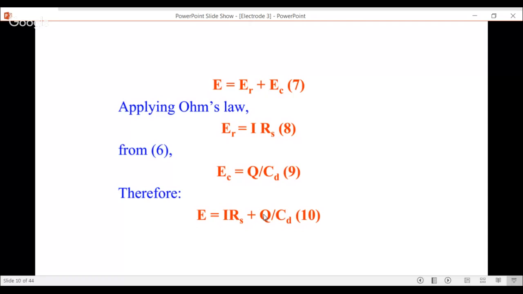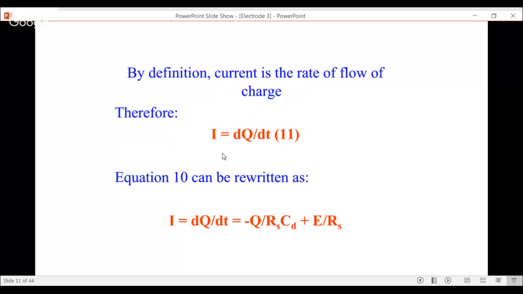This is the question that was asked last time. I did not answer it because I did not want to confuse you at that time. Whenever a potential is applied and a number of components are in series, the total potential is dropped across the components in the series. Please remember that.